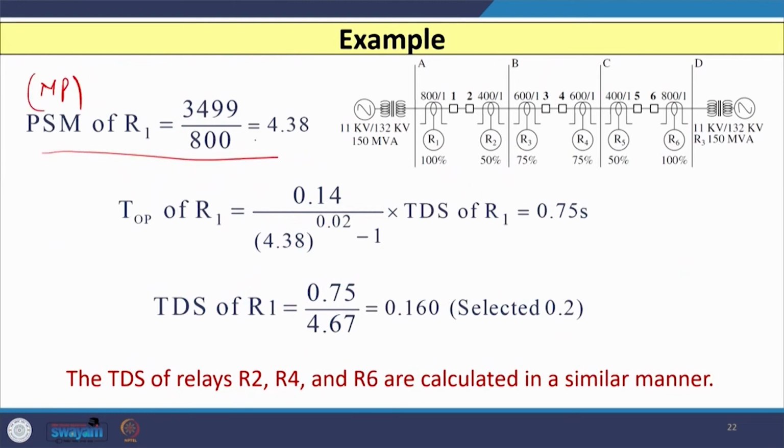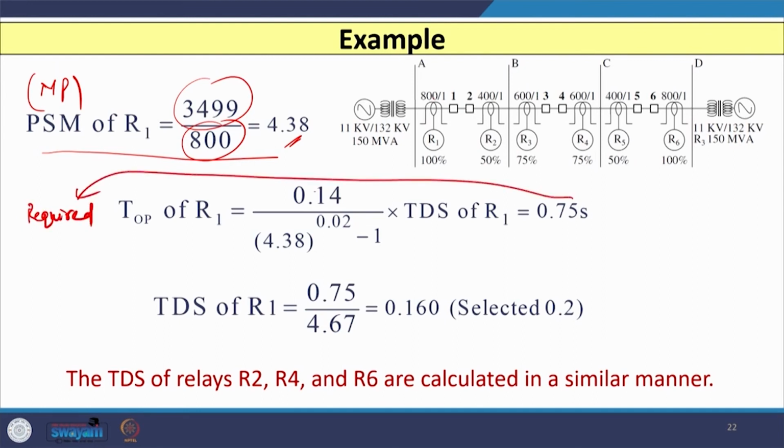Once you have that, you can have the multiple of pickup current of relay R1 for the same value of current. R1 is 100% of 800 ampere. So, 800, and you can have this value. So, the required operating time of relay R1 is known, that is 0.75 second. You can have this equation, put this value of MP here, and calculate the TDS. The TDS calculated is 0.16, however, the availability is either 0.15 or 0.2. So, you can go for the higher value, that is 0.2.